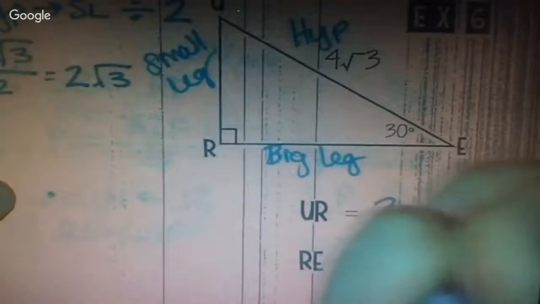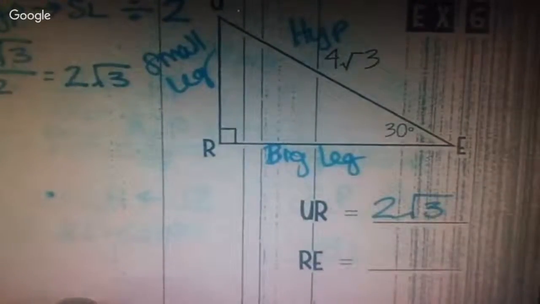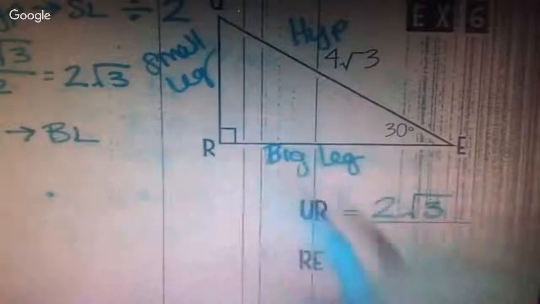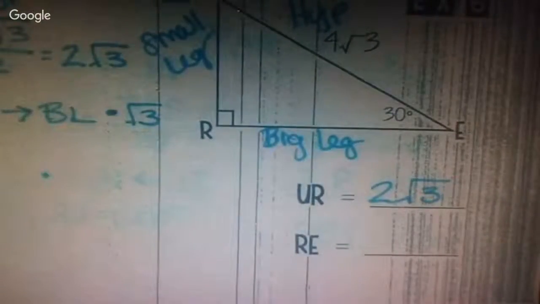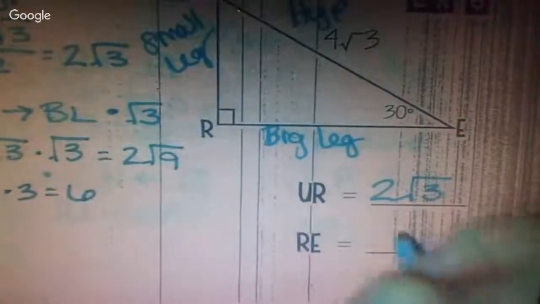Okay, so 4 square roots of 3 divided by 2 is 2 square roots of 3. And that's U to R. Okay, so now that I have my small leg, I need to get to my big leg. Multiply by the square root of 3, because that's my big leg rule. So 2 square roots of 3 times the square root of 3 is 2 square roots of 9, which is 2 times 3, which is 6.